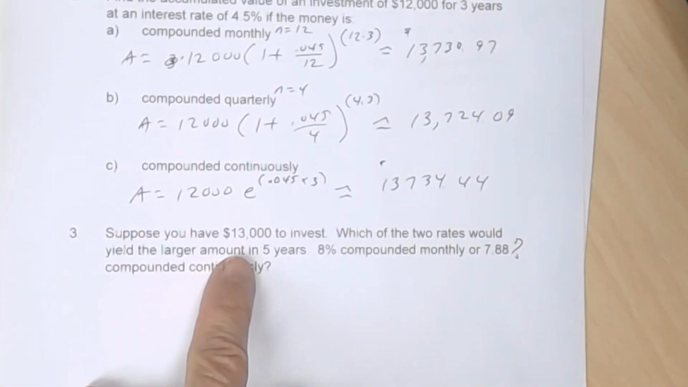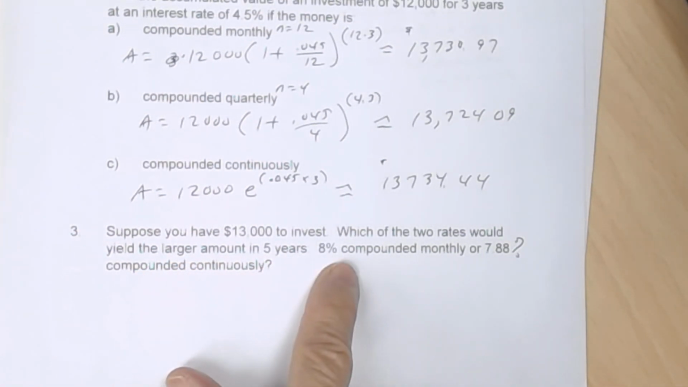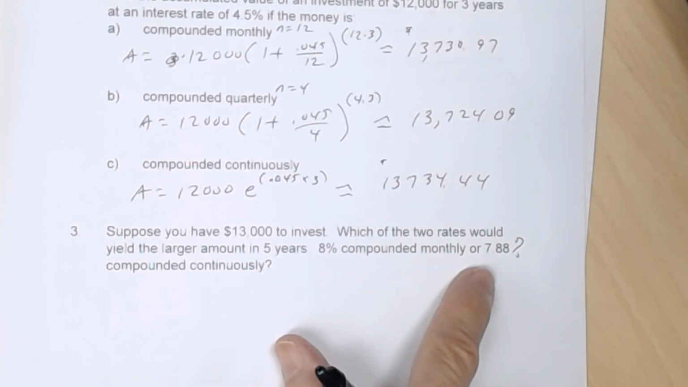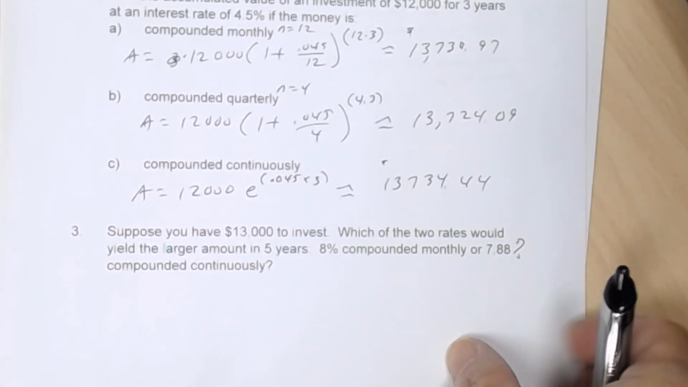Okay, number 3. Suppose you have $13,000 to invest. Which of the two rates would yield the larger amount in 5 years? 8% compounded monthly or 7.88% compounded continuously? All right, so let's see. So here's how you would do that.